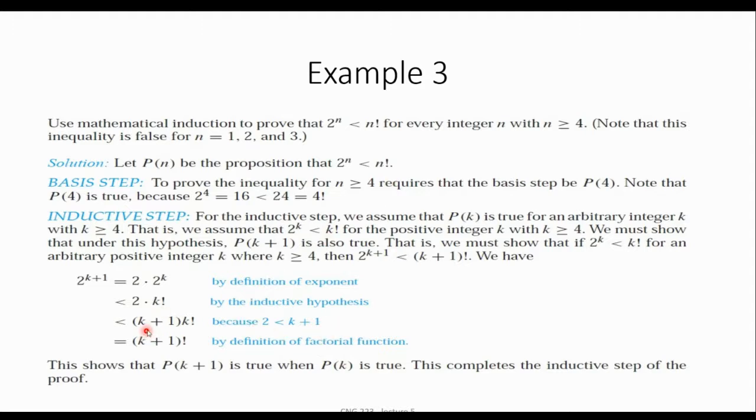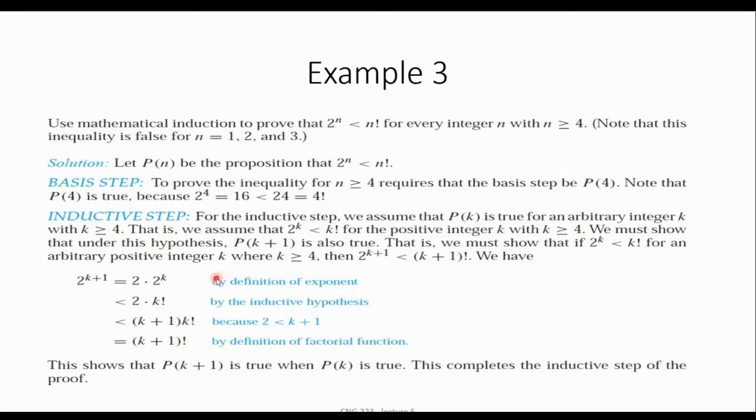So what is k plus 1 multiply k factorial? This is k plus 1 factorial altogether. So we have shown that 2 power k plus 1 is less than this value, okay? Because this equality is for this expression, okay? This one is less than k plus 1 factorial. So what did I do here?